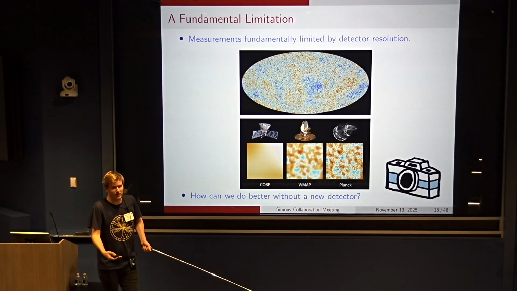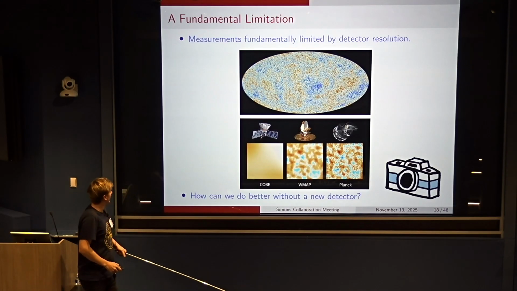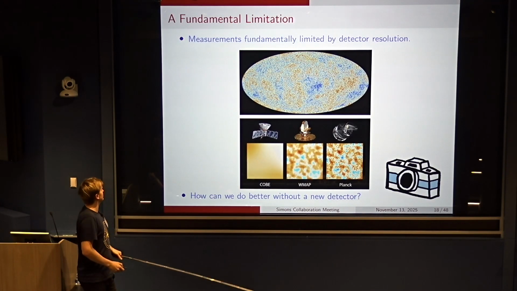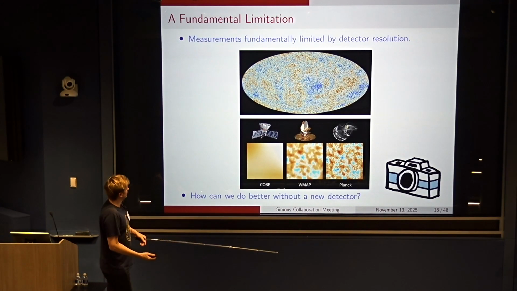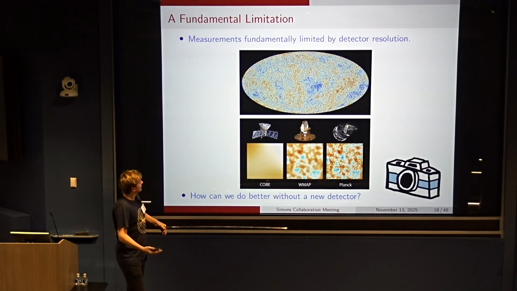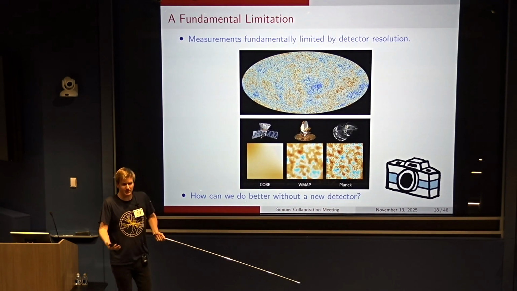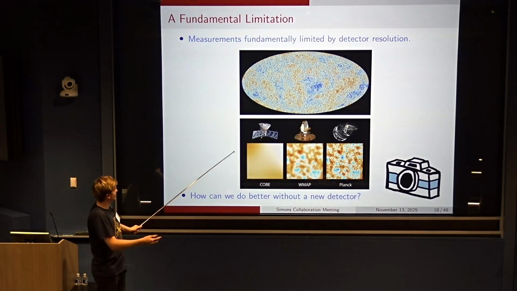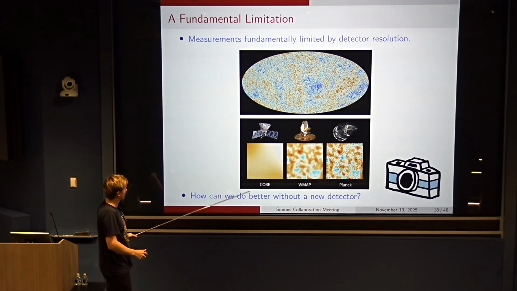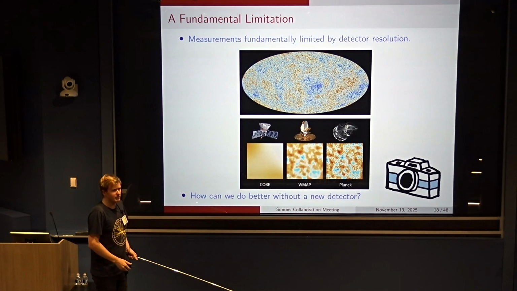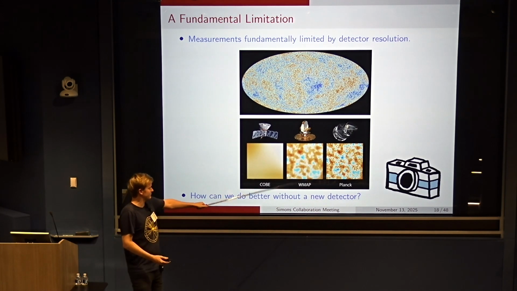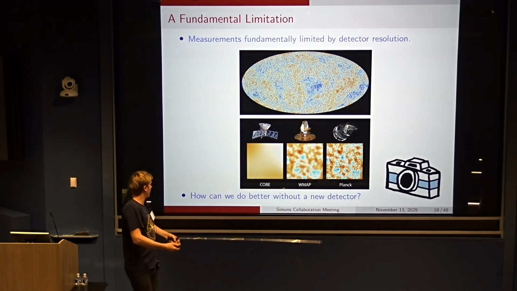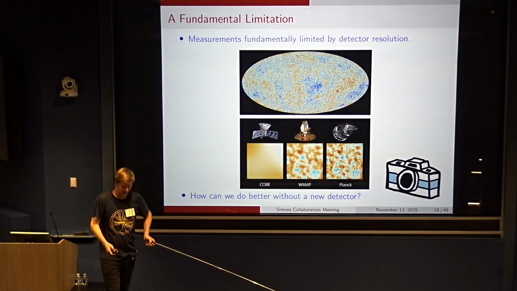One question you should ultimately have about trying to do something better with this old data is that these measurements, for example of these energy correlators, are going to be fundamentally limited by the detector resolution. This is famous in cosmology, that to get these beautiful pictures one had to update from COBE to WMAP to Planck. So a question one should ask is, if we have these very old and outdated cameras, how can we do better without having a new detector?